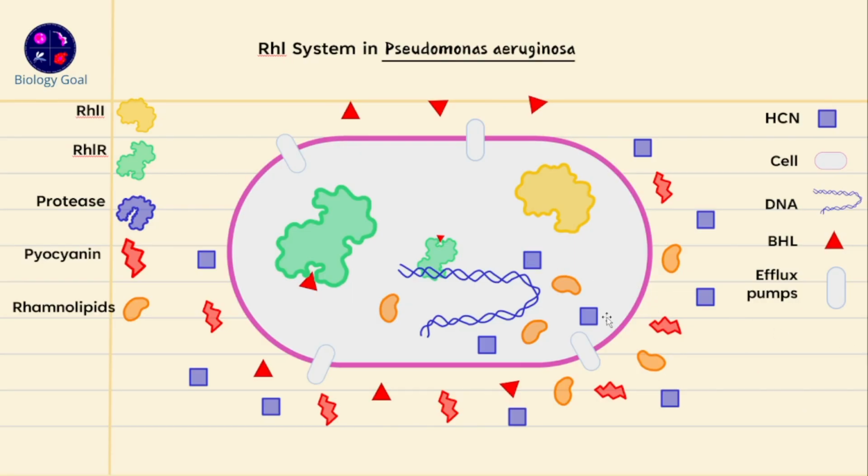And what is the role of hydrogen cyanide? It inhibits the cellular respiration, interferes with the mitochondrial function, and it also contributes to the tissue damage as well as immune evasion.